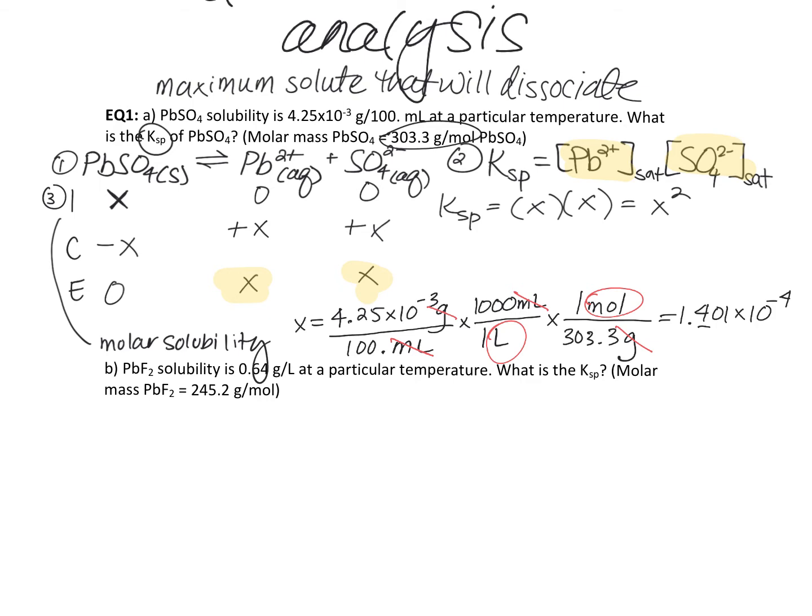We can plug that directly in here to find our Ksp. So go ahead and take that value and square it. I'm getting 1.96, let's see. Yeah, actually I think I underlined this wrong. This should be 3 sig figs, right? We have 3 sig figs here, 3 here. Yeah, so our final should be 3 sig figs. So I think that gives us 1.96 times 10 to the negative 8.